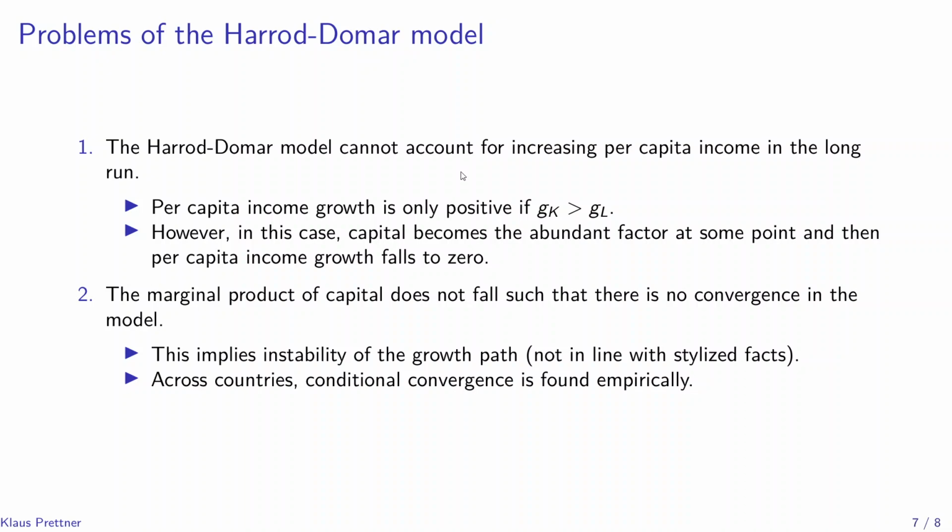And this leads us directly to the problems of the Harrod-Domar model and to the types of criticism that have been brought forward against it. So first and foremost, the Harrod-Domar model cannot account for an increasing per capita income or increasing per capita GDP in the long run as we would observe it, because it only implies per capita GDP growth as long as capital is the limiting production factor, but the growth rate of capital is greater than the growth rate of the number of workers.